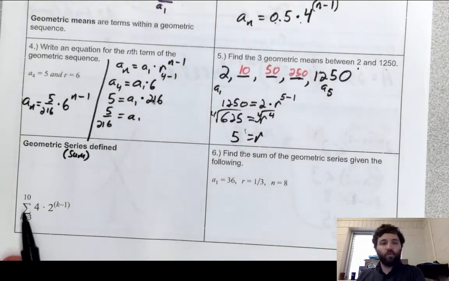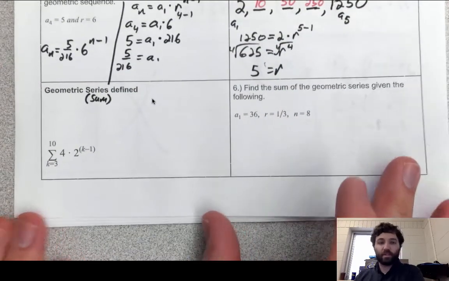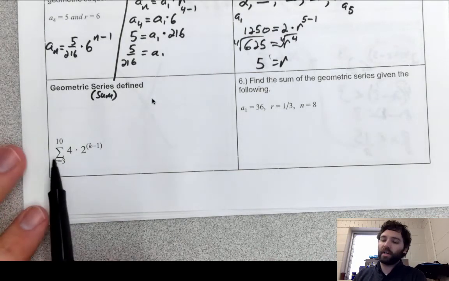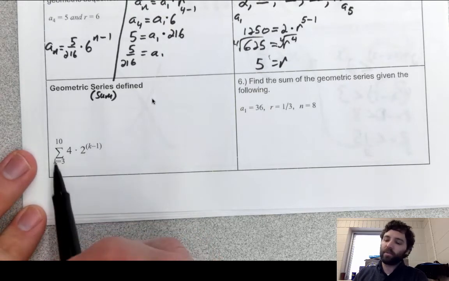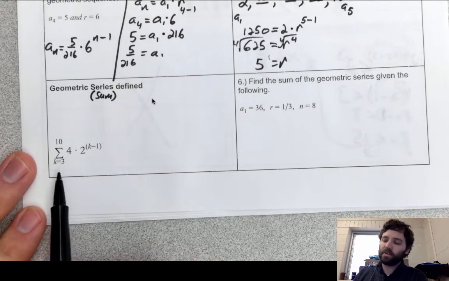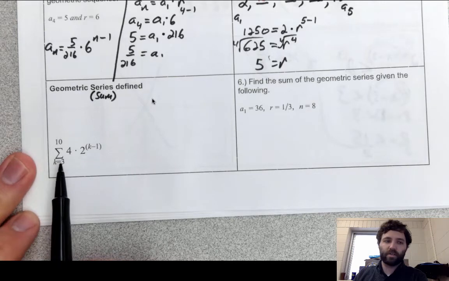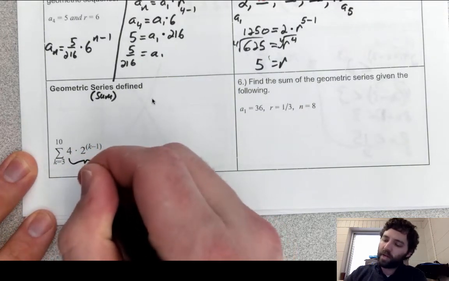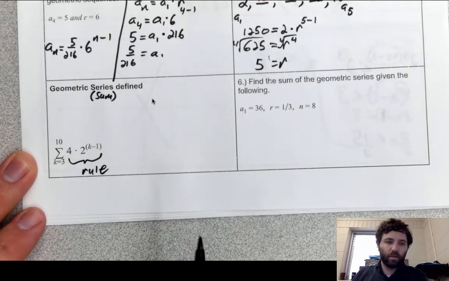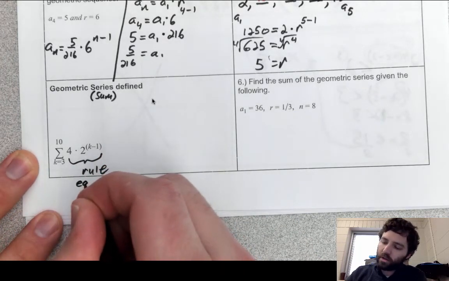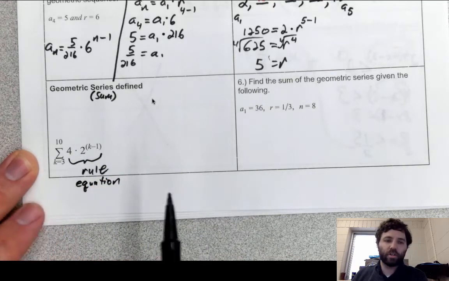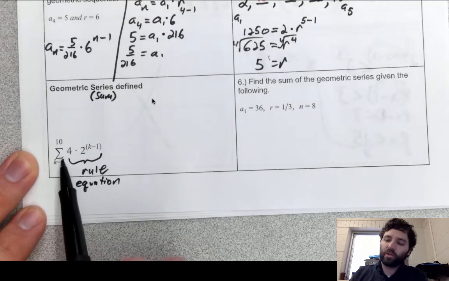Now, for series and summations, when we're taking sums, we use what's called summation notation, which is an uppercase sigma. This uppercase sigma tells us that we're going to take the sum. In this case, this is our rule, or our equation that we're following. And then it tells us we want the third term to the 10th term.